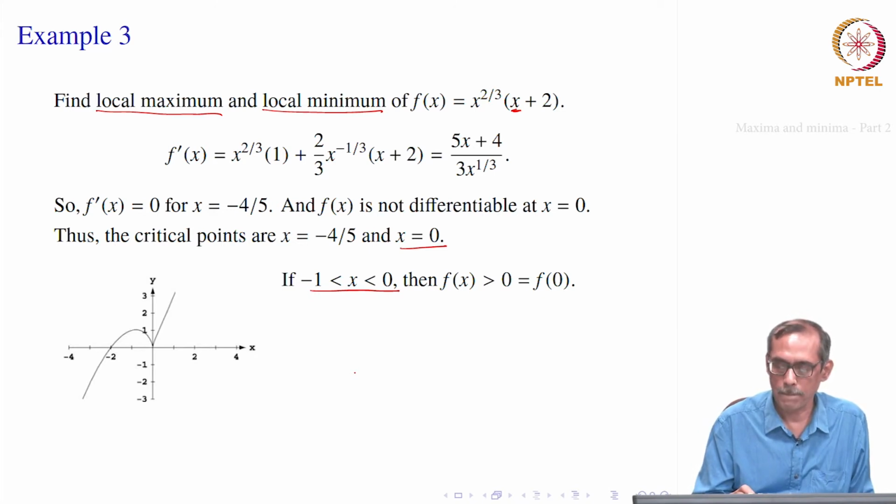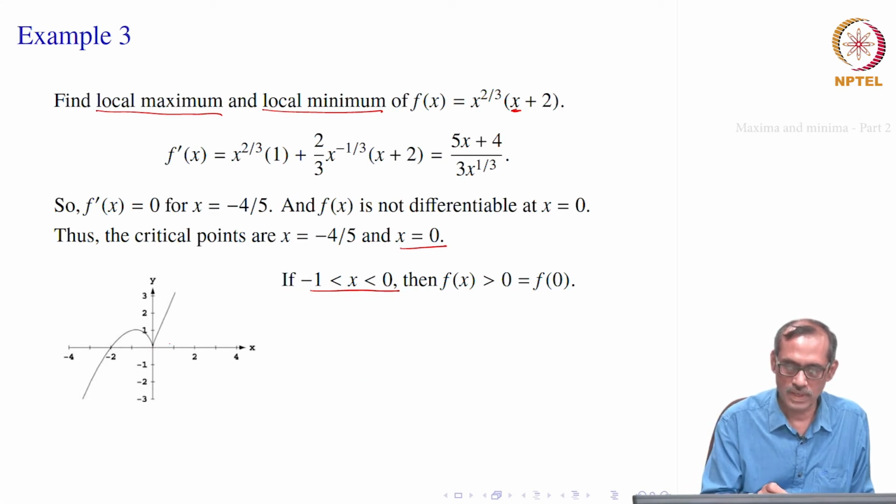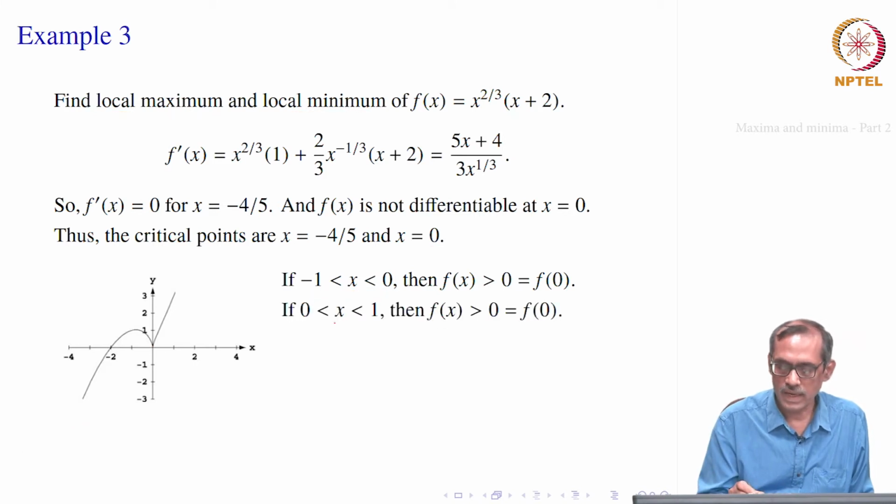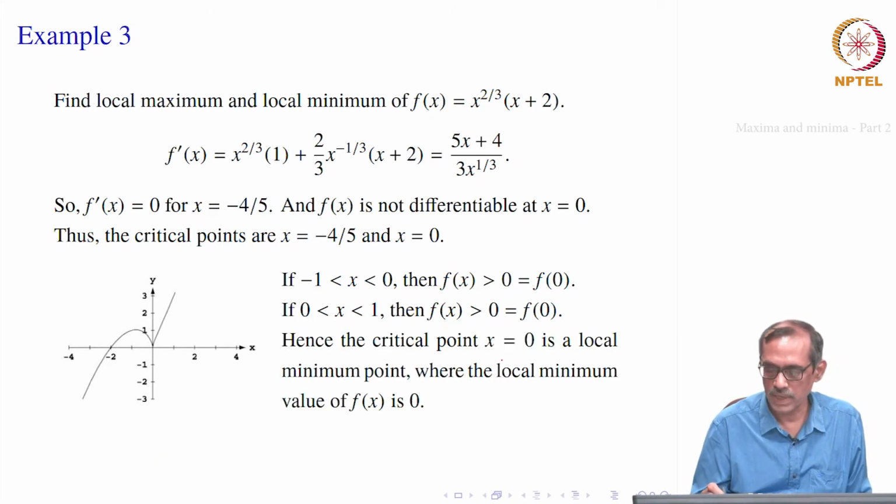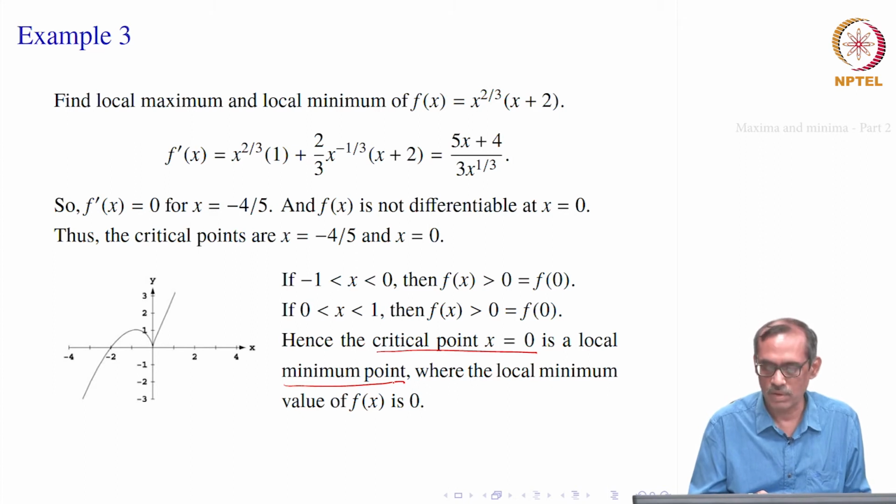Is that okay? X is 0. So, you are taking the left neighborhood and f of x is bigger than 0, that is what you see from the graph also. Now, you take a right neighborhood, there also you find that f is bigger than f of 0. So, at 0 there is a minimum, right. So, critical point x equal to 0 is a local minimum point, where the local minimum value of f of x is 0.